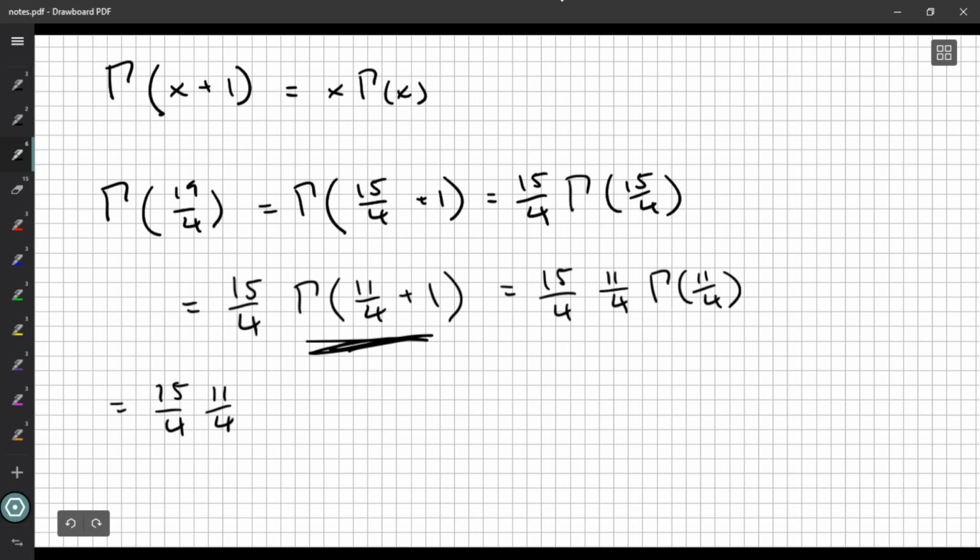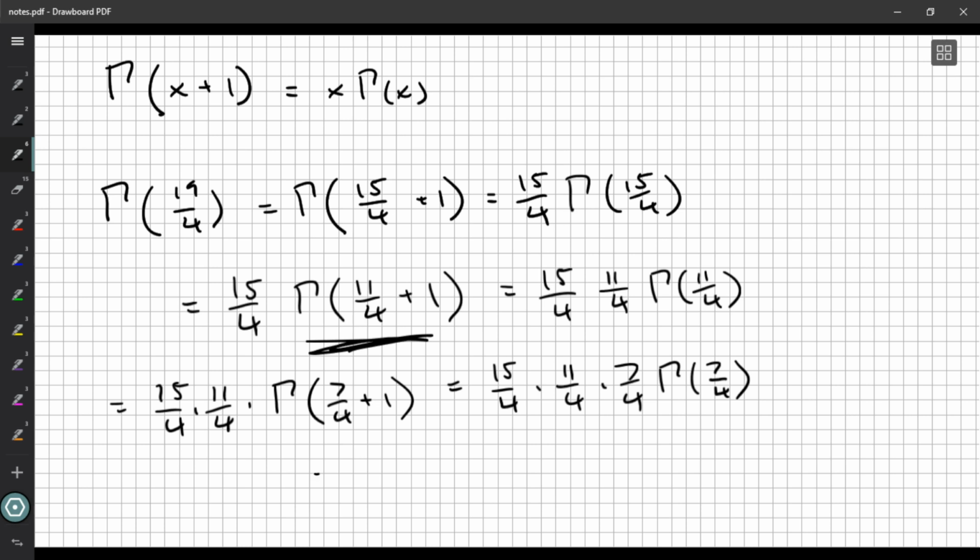And hopefully, as we continue on, we can get down to what we need. You see, we're getting smaller. Maybe we're actually going to hit negative 1 quarter eventually. So now we can write this as 7 quarters, gamma of 7 quarters. So 15 over 4, 11 over 4, 7 over 4. 7 over 4 is just 3 quarters plus 1.